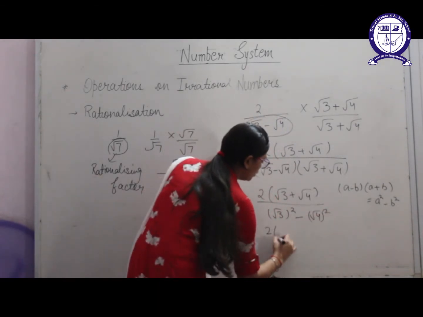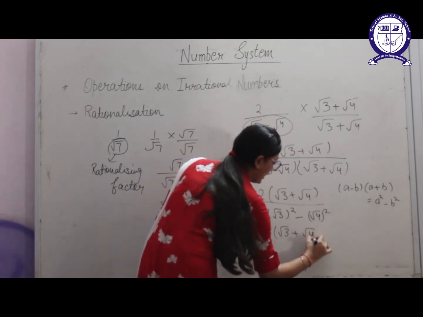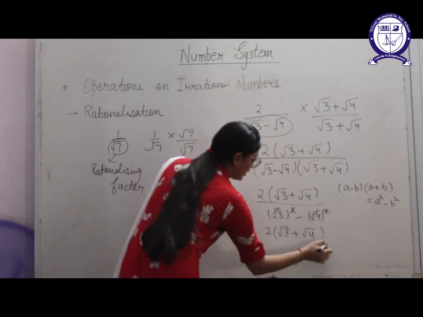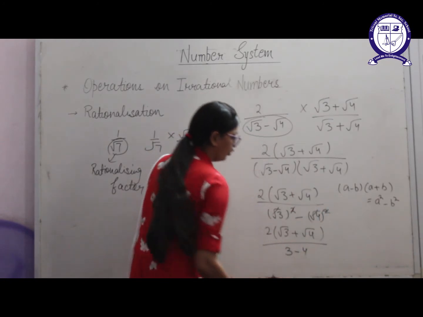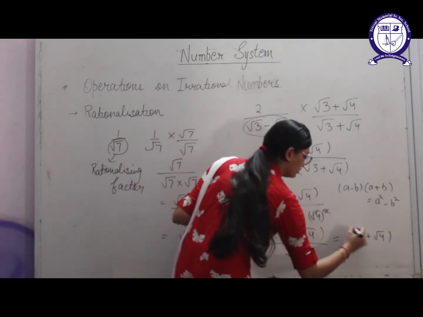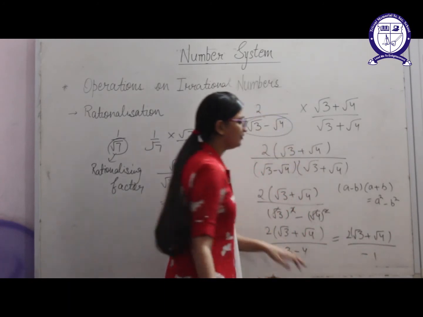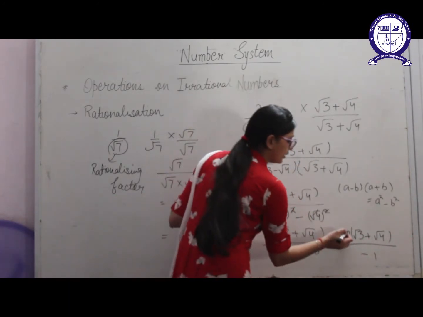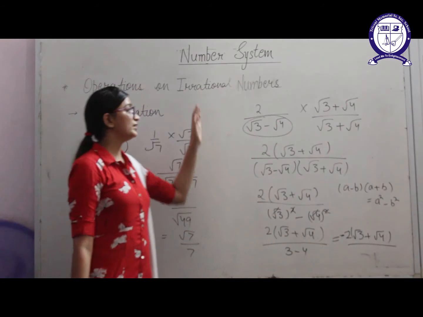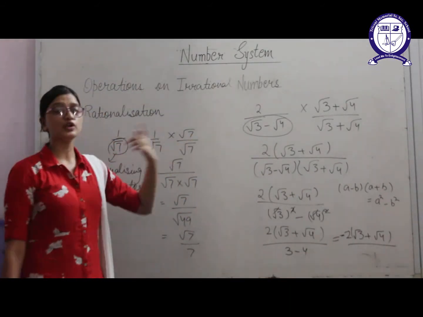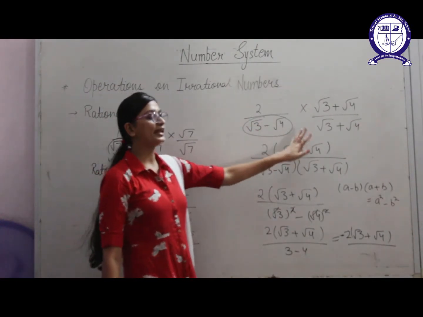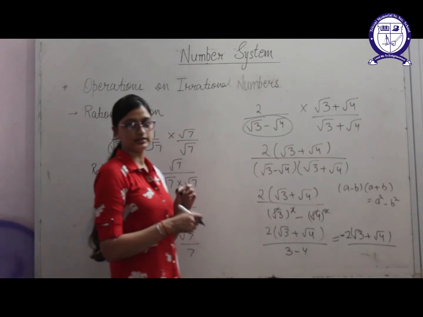So it will become 2 root 3 plus root 4, and the root square part will cut the roots and it will become 3 minus 4. So it will become 2 root 3 plus root 4 upon minus 1, and we can also write this minus 1 on the numerator side. So we can write it like this also. So this is a very simple procedure, but we need to keep practicing it because you will make many mistakes while multiplying these irrational parts.